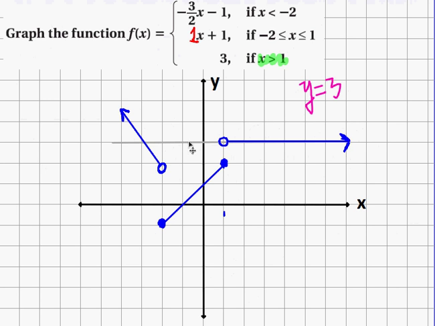And now I can remove my helping line. And there you go. Here is the graph of the piecewise function. It's nothing more than graphs of all of these three functions together with only little parts showing. Thank you for watching.